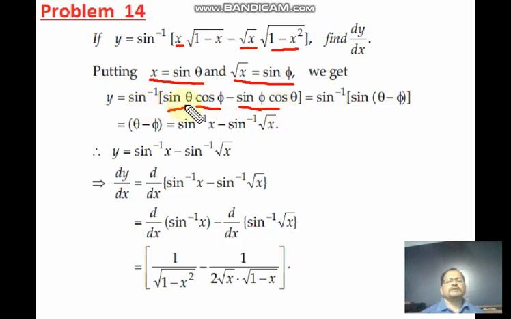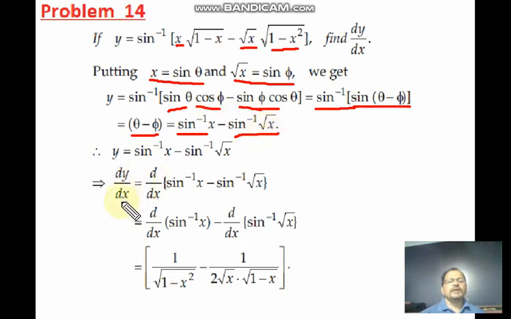So sin inverse of sin theta cos phi minus cos theta sin phi, which is the formula for sin theta minus phi. Sin inverse sin gets cancelled and remaining is theta minus phi. Theta is sin inverse x and phi is sin inverse root x. Use derivative chain rule and find out derivative of this.